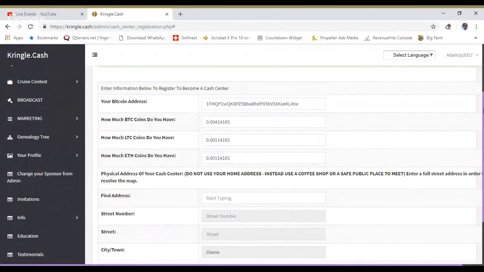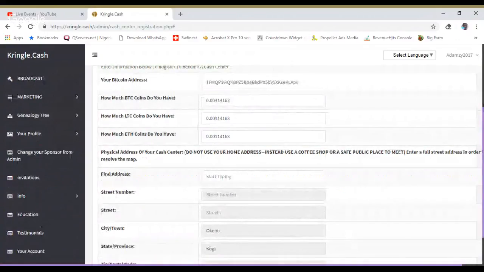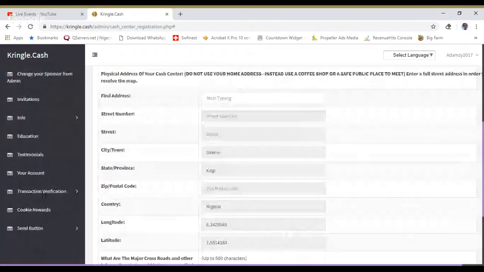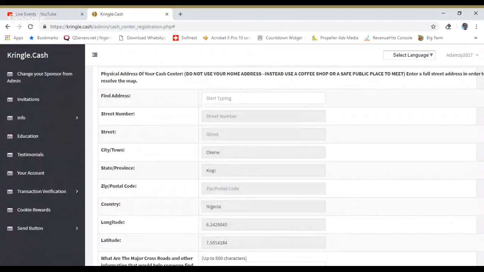What we need to edit is maybe if you are changing a location. If you want to change a location, you can come to this address and change. Maybe when you are packing from your previous address to a new one, you can always edit your cash center since you are still the same person.